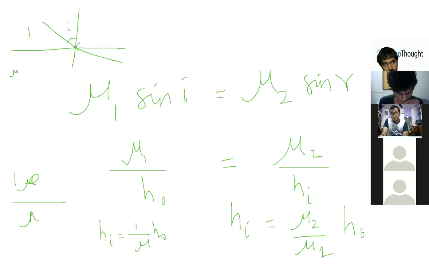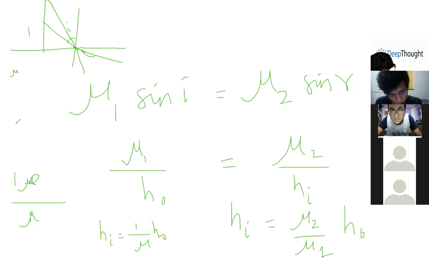So if I extend it, what will happen? This guy will go above. So if this is 1 and this is mu, he'll go above. Am I correct? And if mu is like the incident medium, then you get a smaller triangle. Exactly.